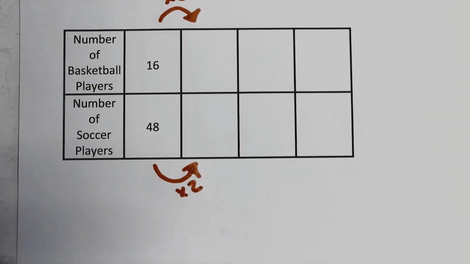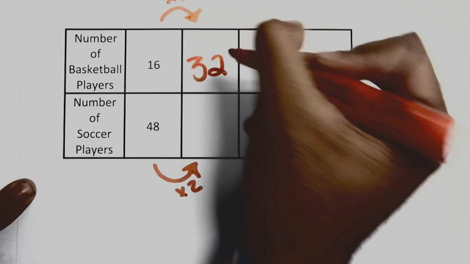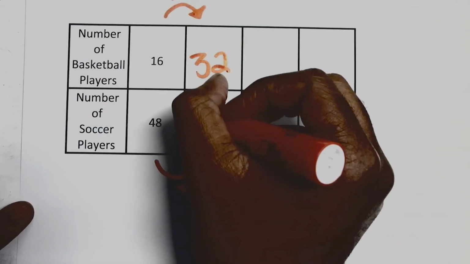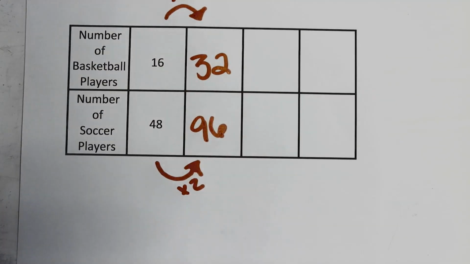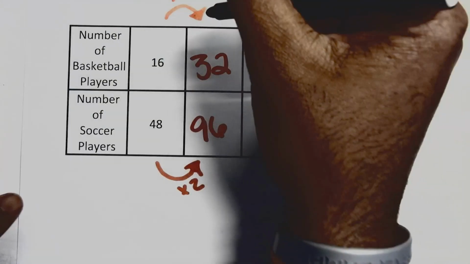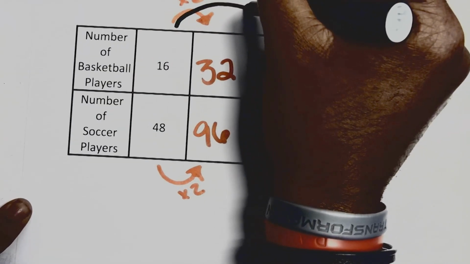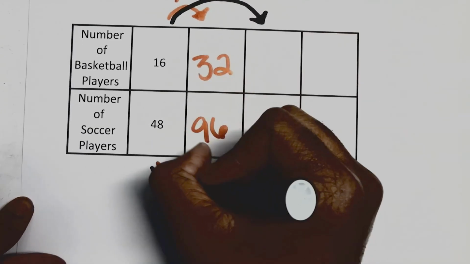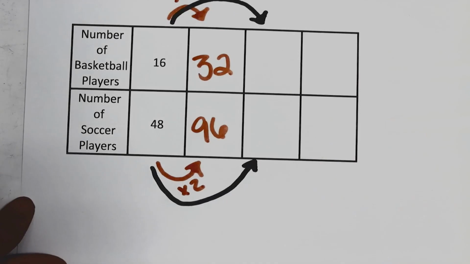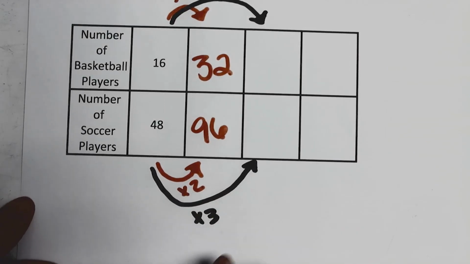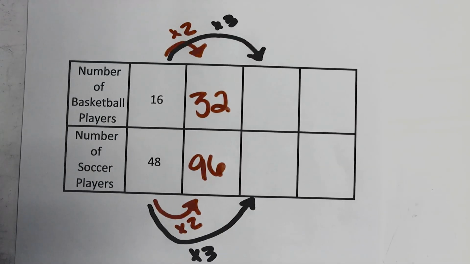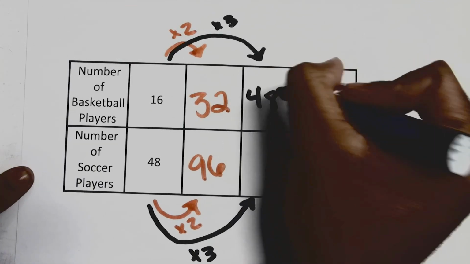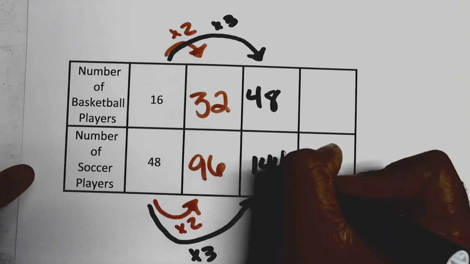So when I multiply 16 by 2, that's going to give me 32. And 48 by 2, that's going to give me 96. All right, so let's keep going to create this equivalent table. So now I'm going to multiply my next set of numbers by 3. So now I have 48 and 144. You are right.